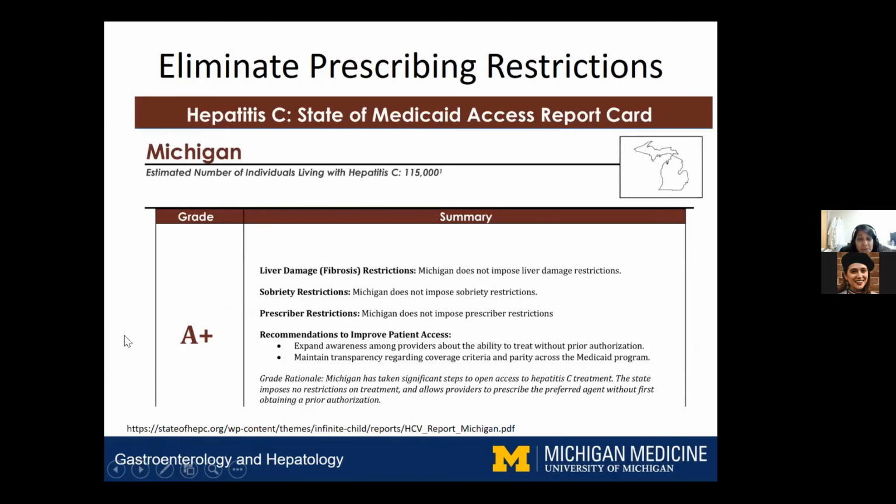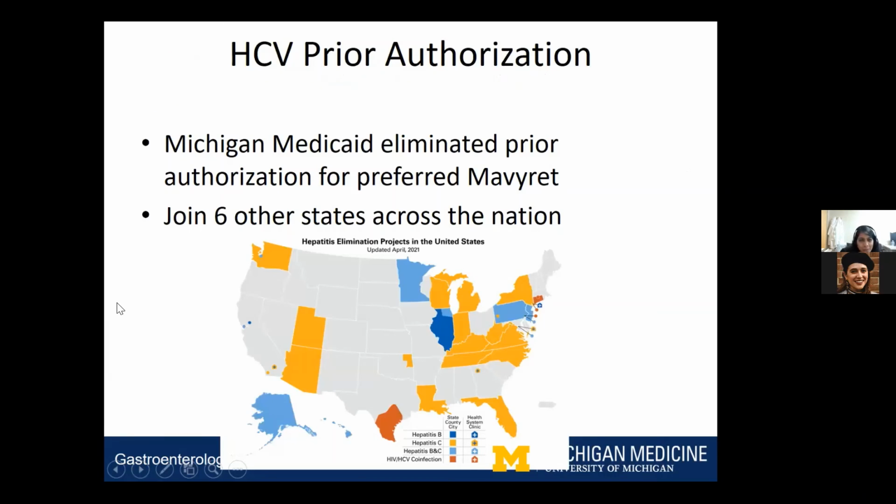So as part of this, the State of Hep C, which is a group that's looking at Medicaid access to hepatitis C across various states, has now given Michigan an A+ rating in terms of eliminating prescribing restrictions. So this is the best place really to be in terms of trying to get more treatment out to patients who need it.